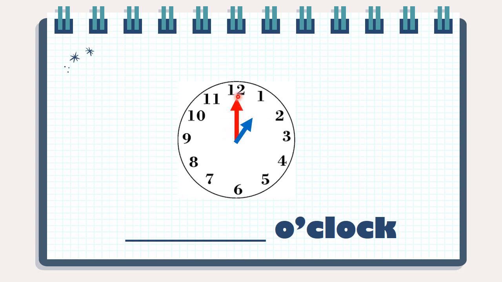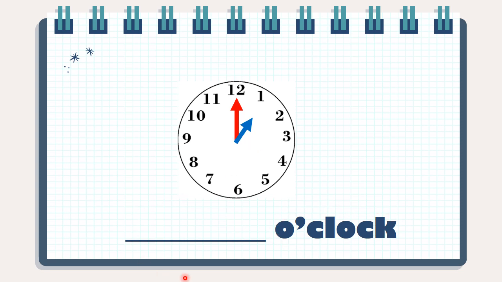Do you see the red arrow over here and the blue arrow? The red arrow is longer than the blue arrow. For the longer arrow, I want you to call it the long hand. Long hand. For the blue arrow, we call it the short hand. Short hand. If you see the long hand is at number 12, you should use o'clock.